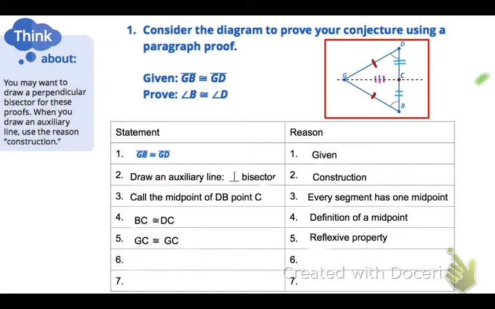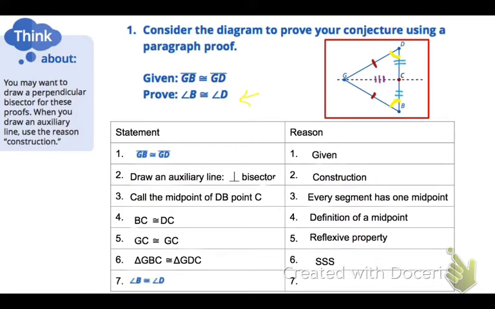So now that I already have 3 sides that are congruent, we can say that triangle GBC, this triangle here, is congruent to triangle GDC. And the reason for that is because of side-side-side, which we've gone over. Now, because these two triangles are the exact same triangles, I can say that therefore angle D and angle B, which is what I'm trying to prove, are congruent.